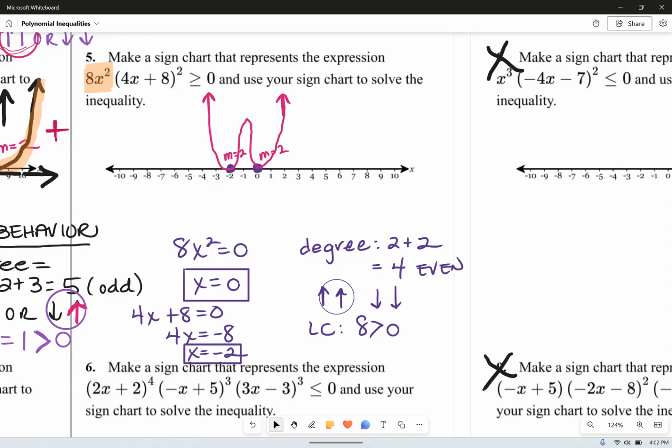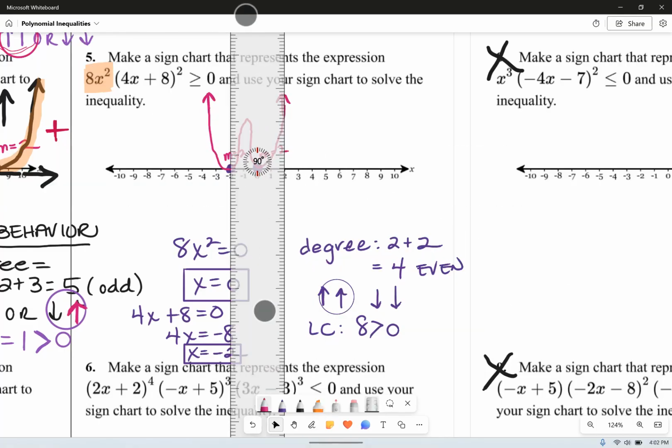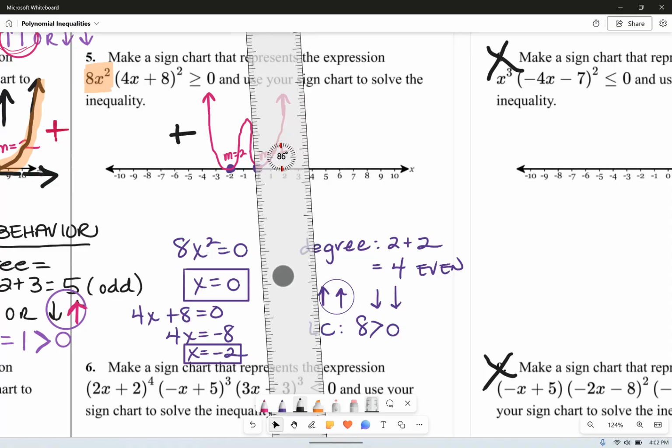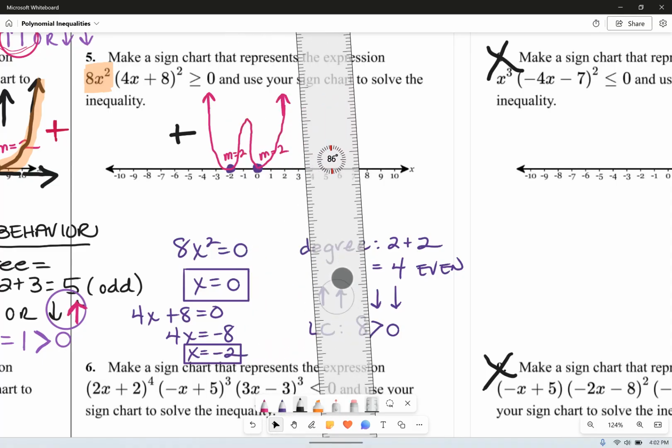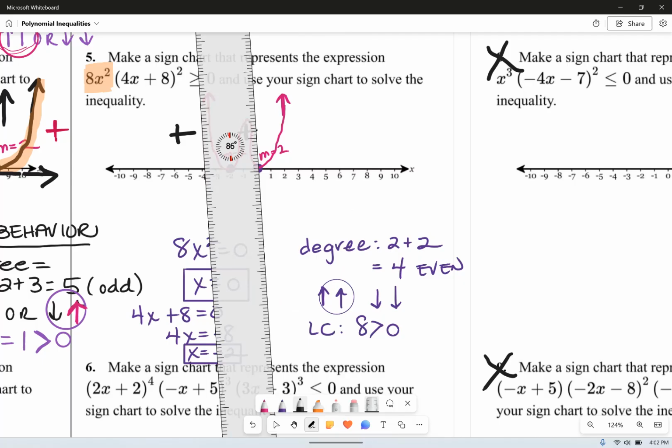Okay, so what is happening to this graph when I ask what is happening to the left of -2? Well, my graph is above the x-axis, so this is going to be a plus. Well, how about in between -2 and 0? Well, my graph is also saying I'm plus. How about to the right of the 0? It's also going to be plus.